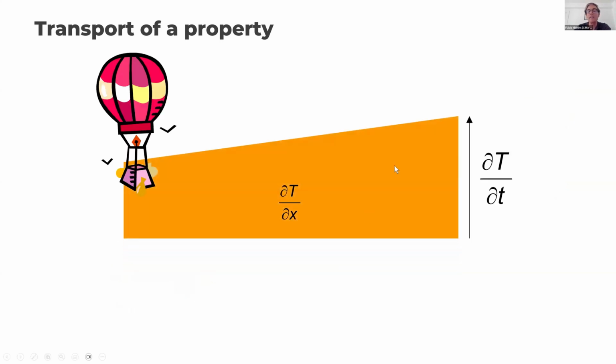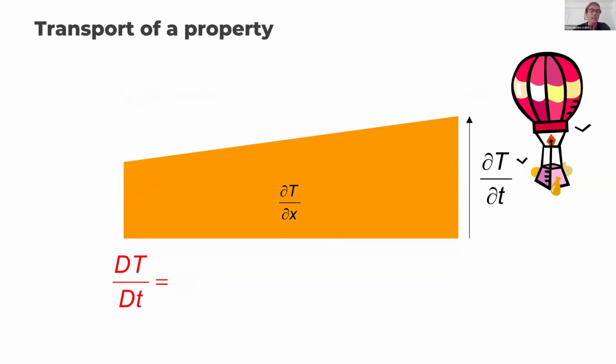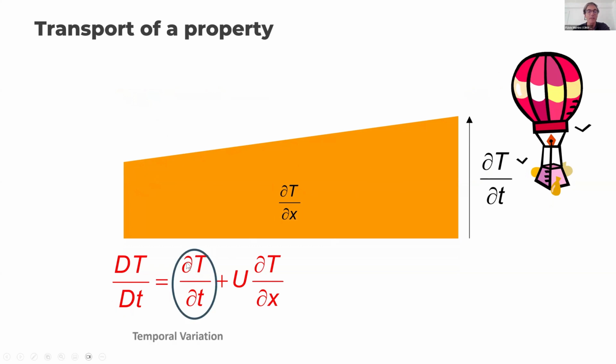So let's think about the third situation, where you have an environment with a temperature that changes in time, but also has a spatial gradient. And the balloon again is moving with a certain velocity, and the temperature the guy measures in the balloon will be composed of two terms, the two terms that we saw before. One is the temporal variation due to the change of the environment in time. And the other one is due to the movement of the balloon, and it's called the advective variation, okay?